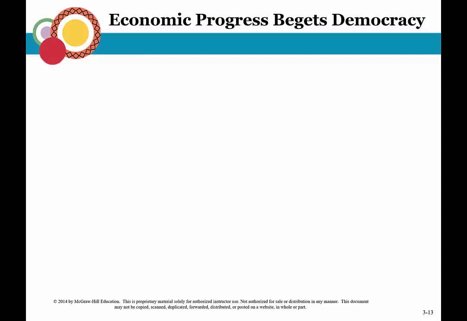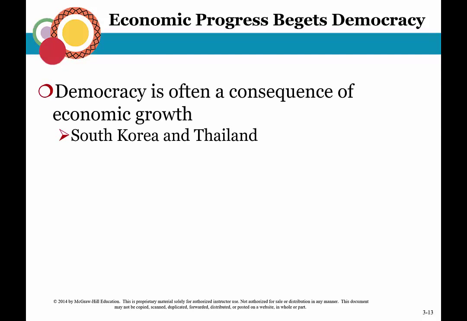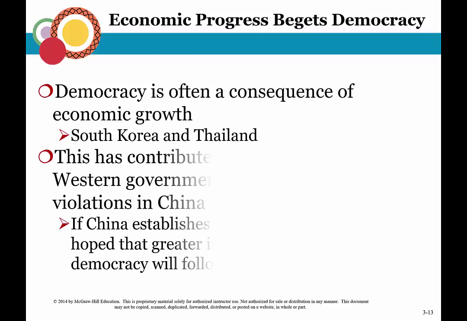So democracy is often a consequence of economic growth. As economies grow, there is a demand from the people to have a more accommodating government and protection for their own rights. And this has contributed to the attitude of many Western governments towards human right violations in China.